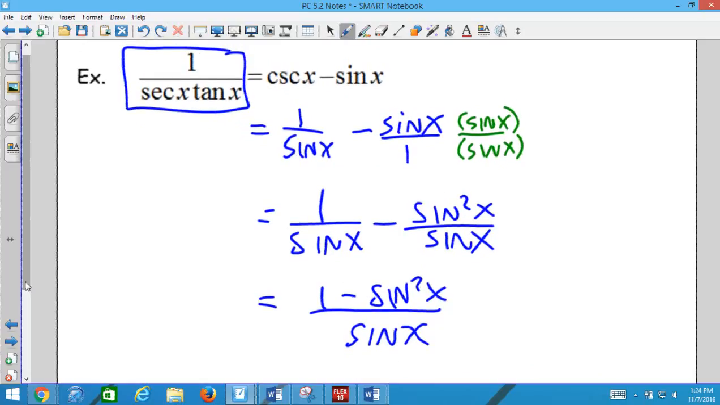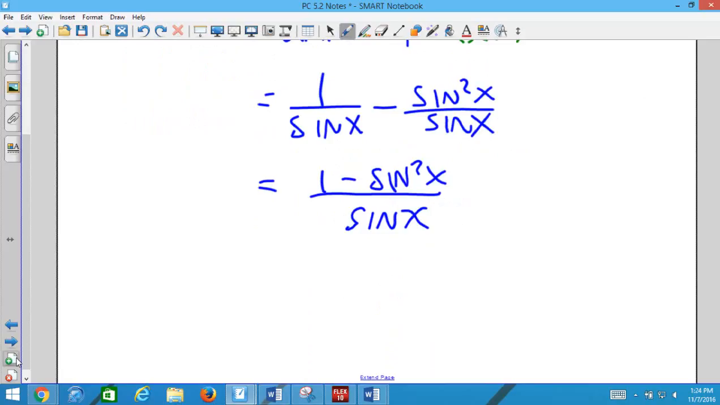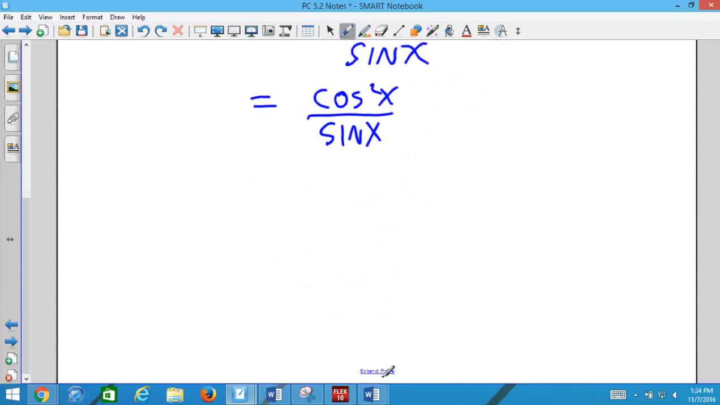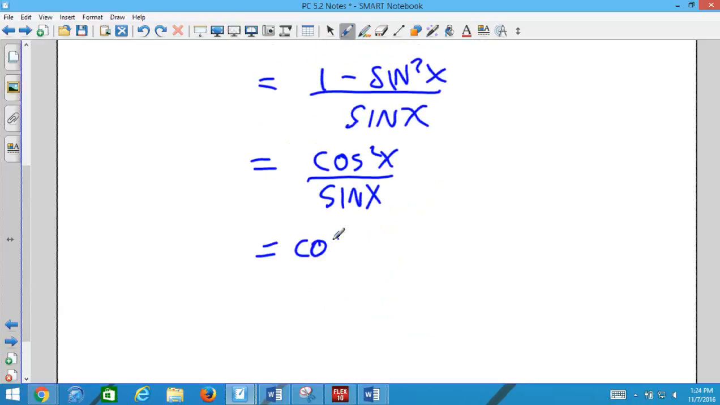And then I might look at my original left side and see, what am I trying to get to? Just keep reminding myself what I have to get to. 1 minus sine squared x, is that one of our Pythagorean identities? That one's cosine squared x. Again, what am I trying to get to? I need secant and I need tangent, but in the bottom. Oh, cosine squared x is the same as cosine x times cosine x, so you're going to the cosine x over sine x as tan.